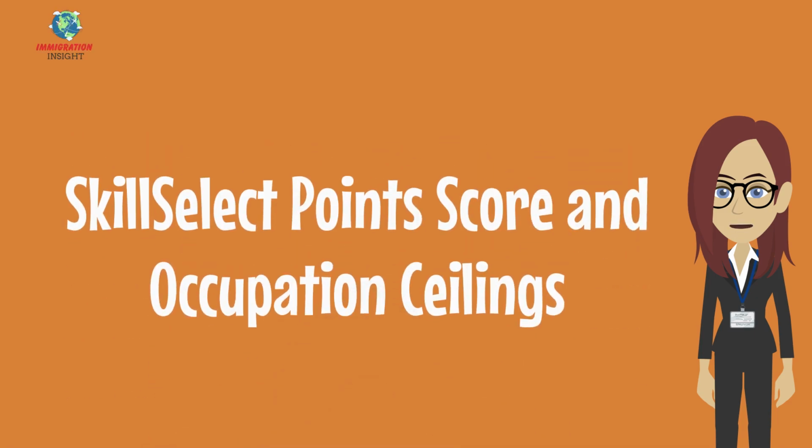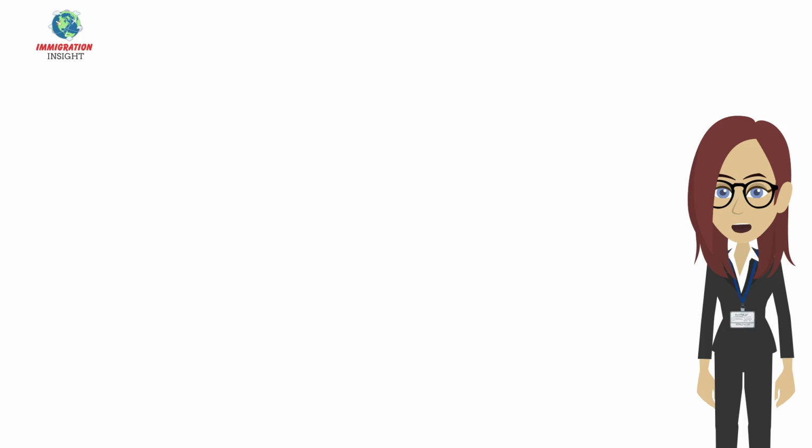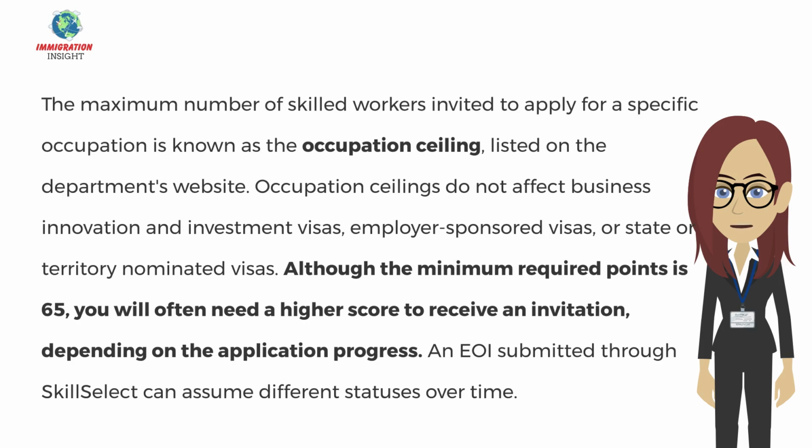SkillSelect points score and occupation ceilings. The maximum number of skilled workers invited to apply for a specific occupation is known as the occupation ceiling, listed on the department's website. Occupation ceilings do not affect business innovation and investment visas, employer-sponsored visas, or state or territory-nominated visas. Although the minimum required points is 65, you will often need a higher score to receive an invitation, depending on the application progress. An EOI submitted through SkillSelect can assume different statuses over time.